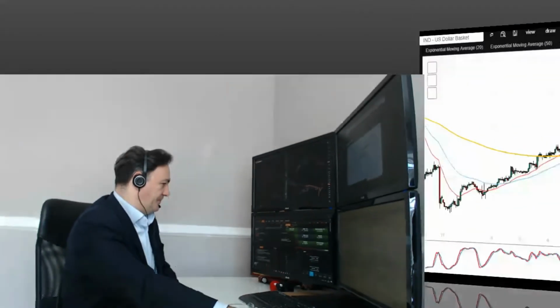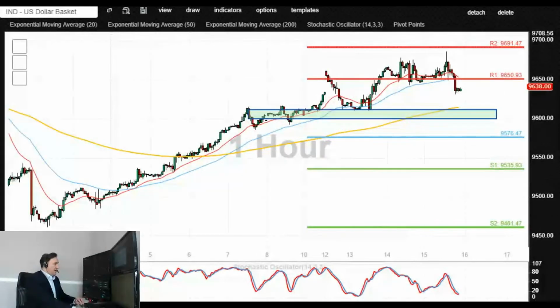Now let's take a look at a few markets. This is the price action for dollar index. Dollar index appears to be quite nice and bullish. The main point of interest for us from the economic calendar is going to be those FOMC minutes on Wednesday.